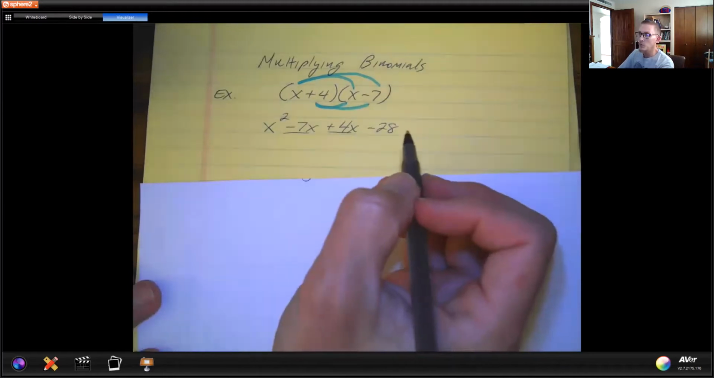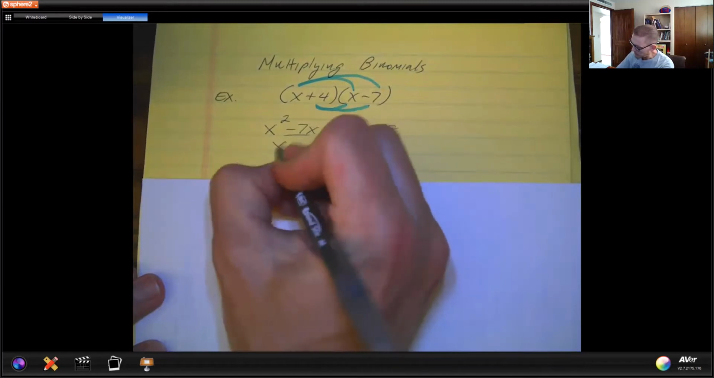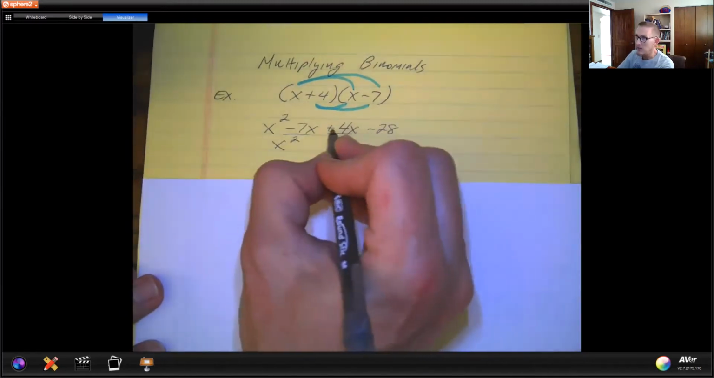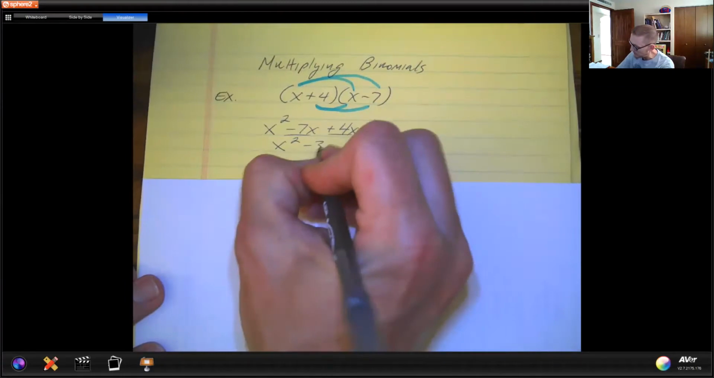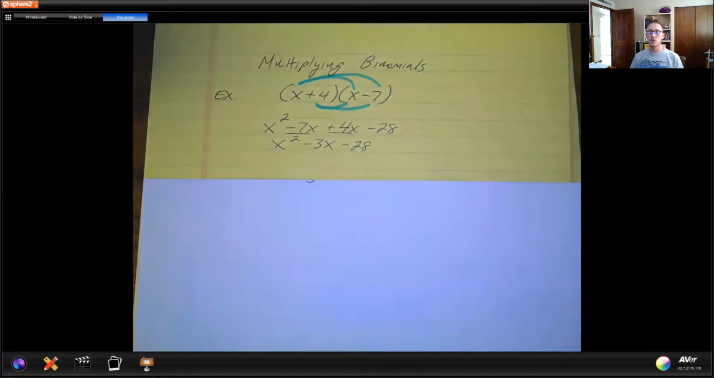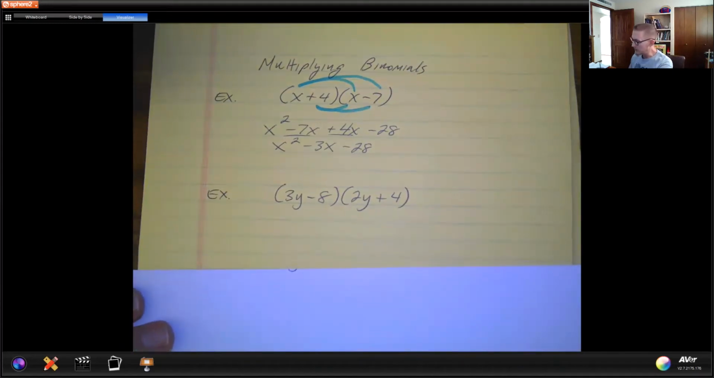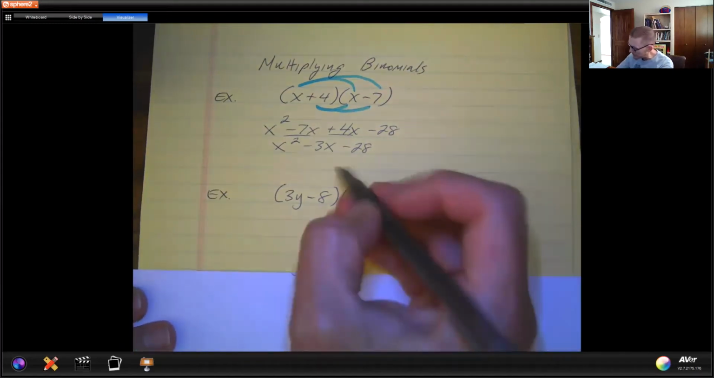We're going to now look to combine like terms. And usually when we do problems like this, you're going to have like terms in the middle. So the x squared stays in front. A -7x and a positive 4x is -3x. And then a -28 at the end. It's usually that middle term of the -3x that we don't consider the first time we see a problem like this. You're usually going to have like terms in the middle that combine, so always be on the lookout for those. All right, so let's look at example number 2 here.